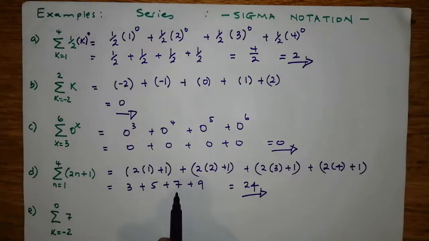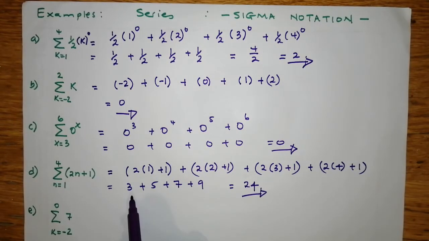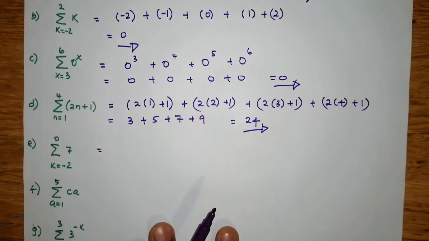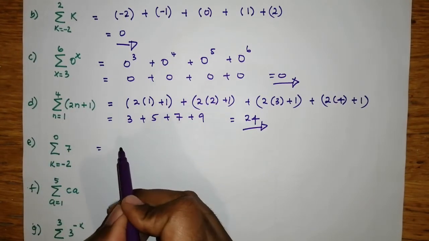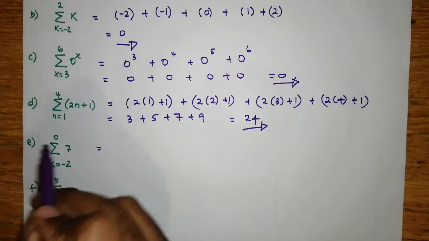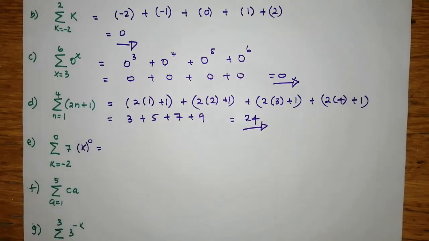Okay, 5 plus 7 is 12 plus 3 is 15, then plus 9 is 24. Yeah, that's it, guys. Okay, cool. So let's look at this one right here. So the lower bound there, we're starting from k is equals to -2 until 0. So this one is the same as the one up there. There is k to the 0 right here, but then we don't really bother to write it.